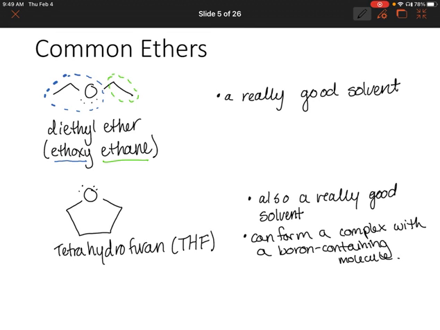And then the last one, let's see if I can squeeze it in here at the bottom. This one's called 1,4-dioxane. So this one has a higher boiling point than diethyl ether, which makes it more useful for reactions that need a higher temperature in order to occur.